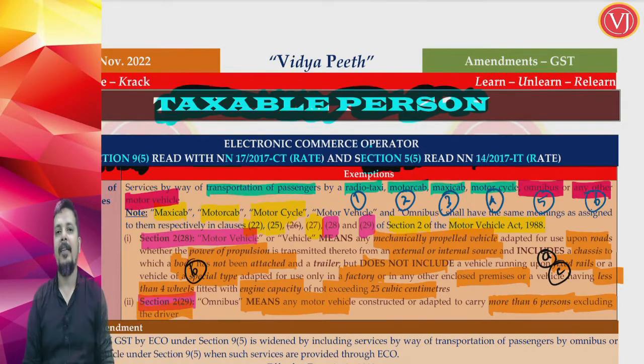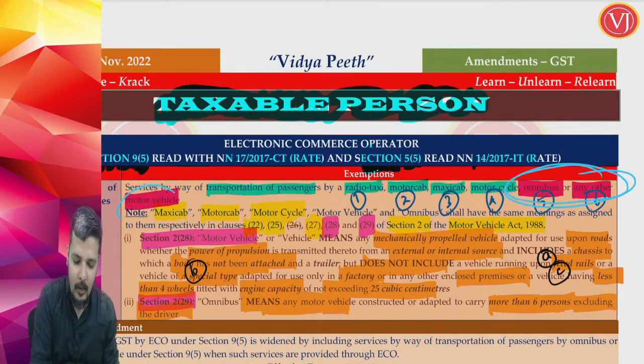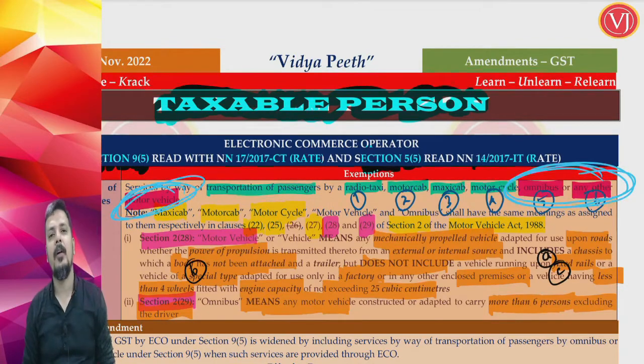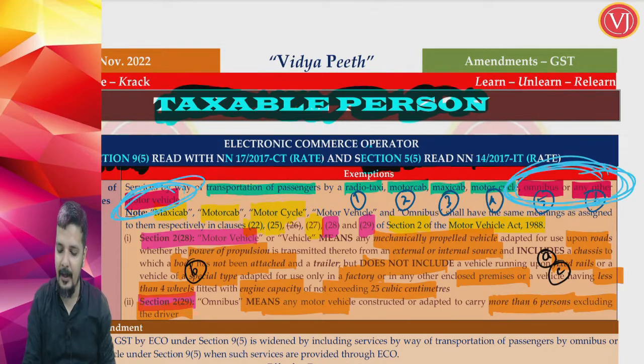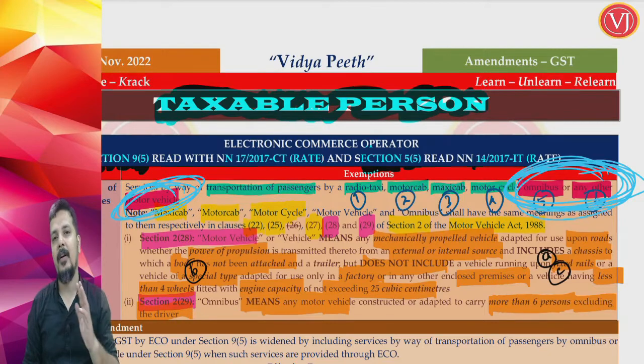In a nutshell, what has happened is the scope of section 9.5 and 5.5 with respect to passenger transportation services has been enhanced, because they have said that now when you're talking about supply of services through Eco of passenger transportation services, even in relation to omnibus or any other motor vehicles, it is covered in section 9.5, right? So the scope of section 9.5 with respect to passenger transportation services has been increased.